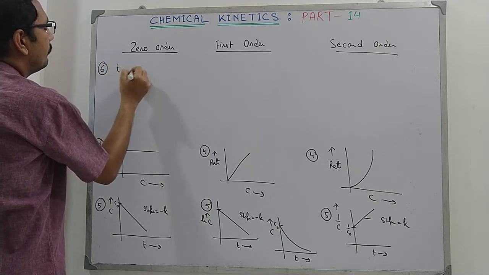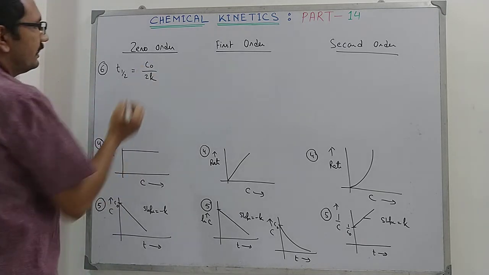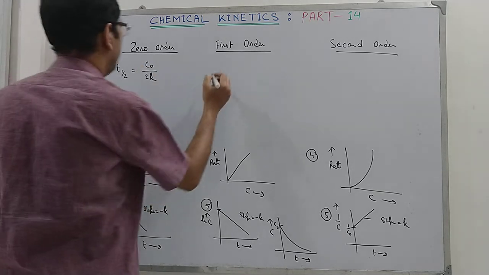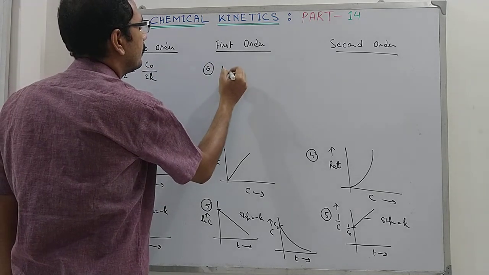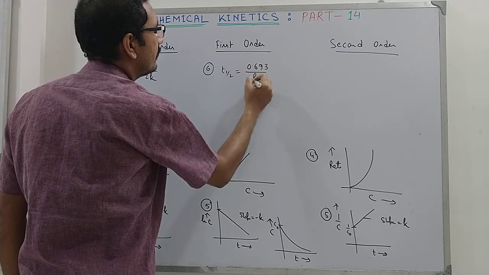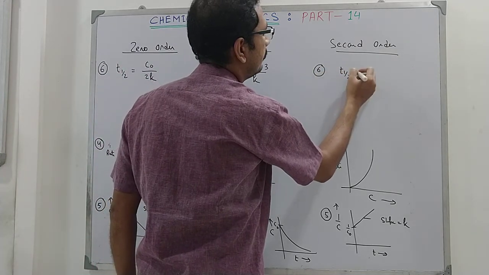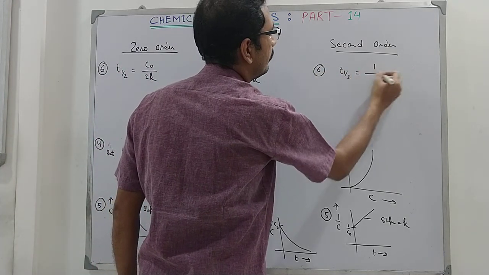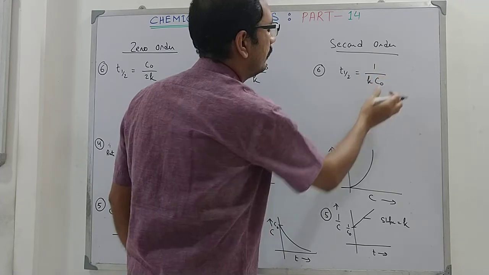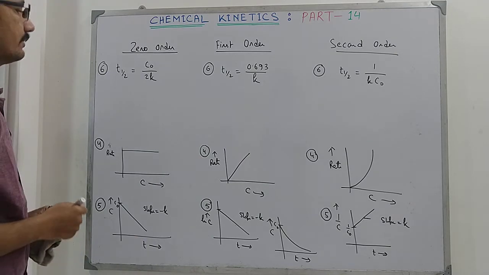Half-life for a zero order reaction was obtained to be C0 by 2K. So it is a function of the initial concentration. Now for first order it was constant, independent of initial concentration, and for second order it was dependent but inversely proportional to the initial concentration.